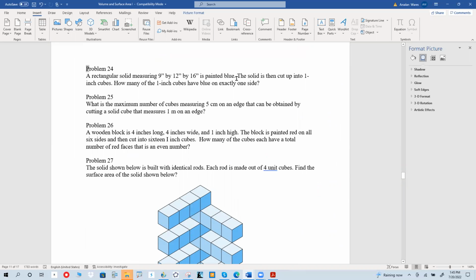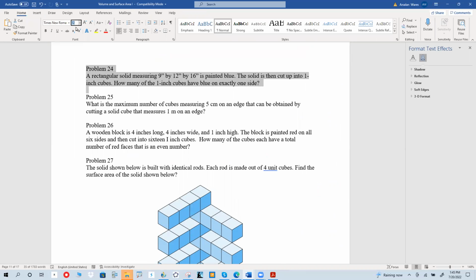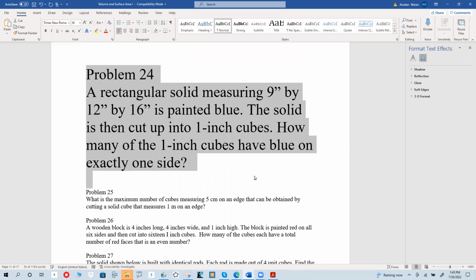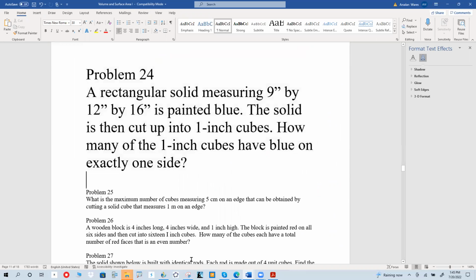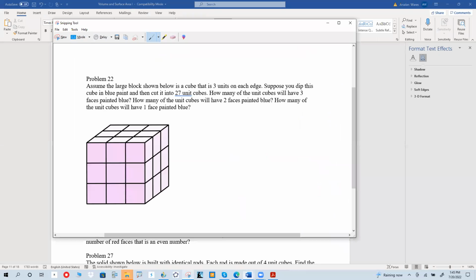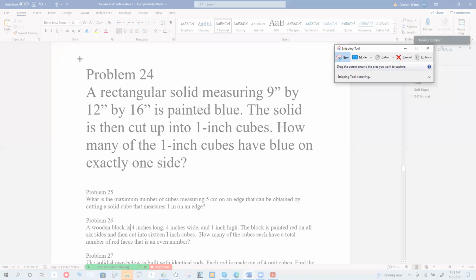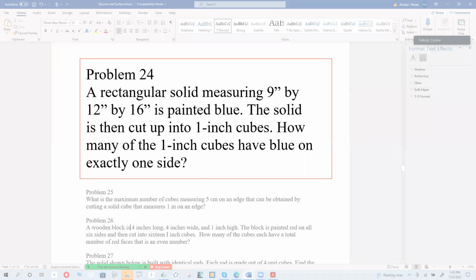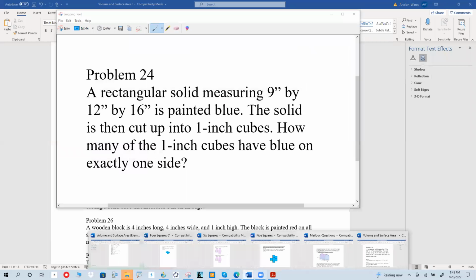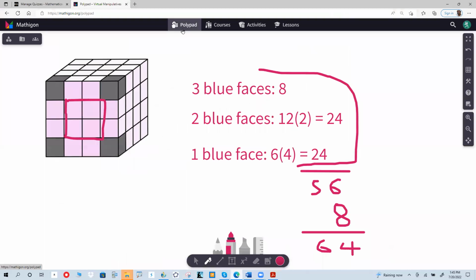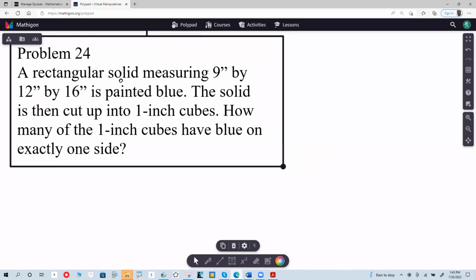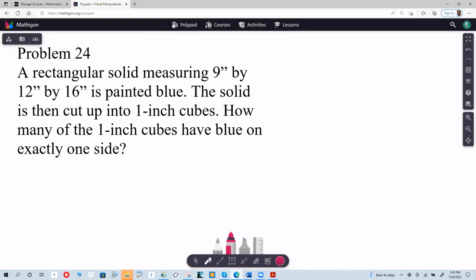Okay, this one is a little tricky. I do know that. It's kind of like the one we did, kind of. Okay. So let's see what we can do. All right. Now, of course, we don't have a picture for it. That's okay. Now, from what we just learned today, how many of the 1-inch cubes have blue on exactly one face?